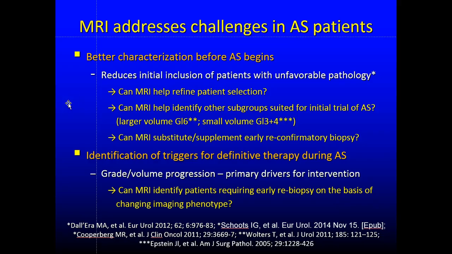But MRI can go much further. It can help to identify triggers for definitive therapy during active surveillance. And this is what I wanted to talk to you about next.